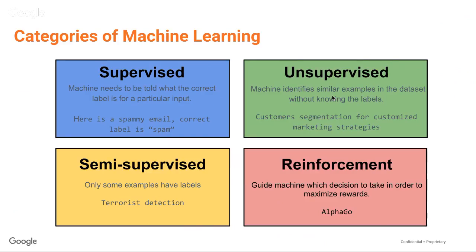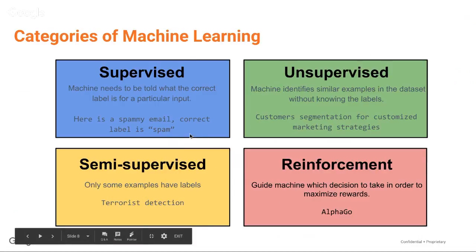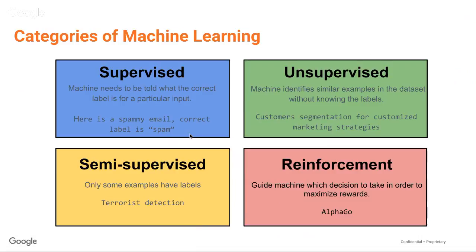Now, categories of machine learning. There are four categories of machine learning: supervised, unsupervised, semi supervised, and reinforcement. Supervised is when the machine needs to be told what the correct label is for a particular input. Unsupervised is when the machine identifies similar examples in the data set without knowing the labels. Semi supervised is when only some examples have labels. Reinforcement is basically guiding the machine on which decision to take in order to maximize rewards. As I go further, you will be able to see these things under various examples.